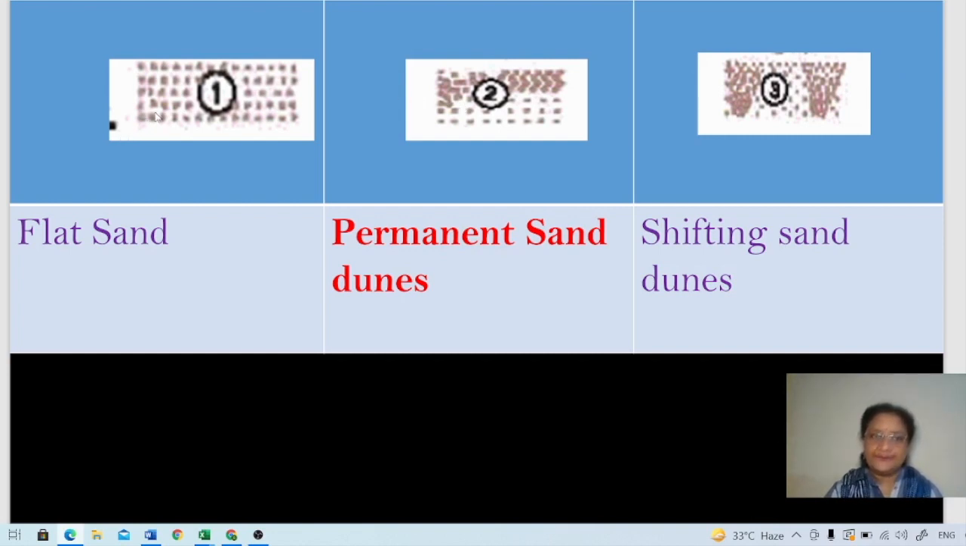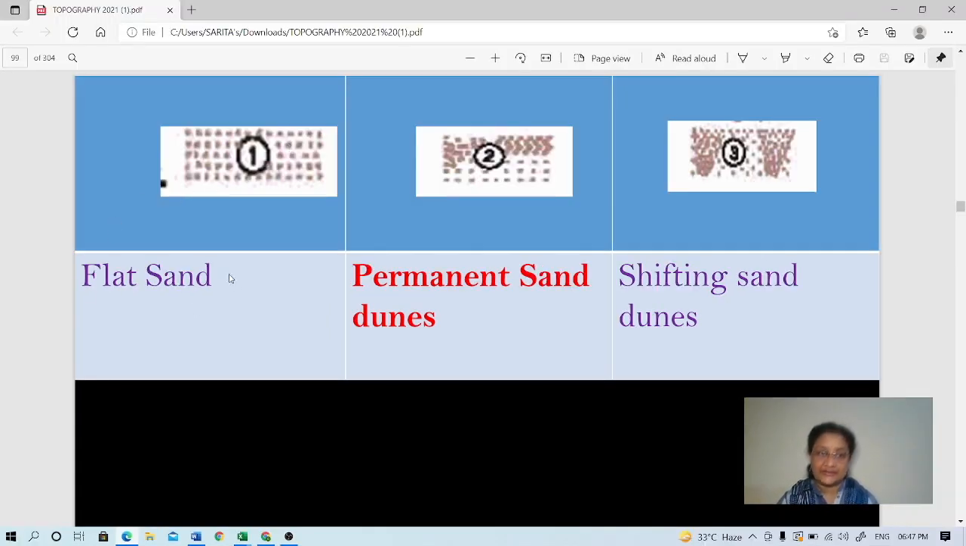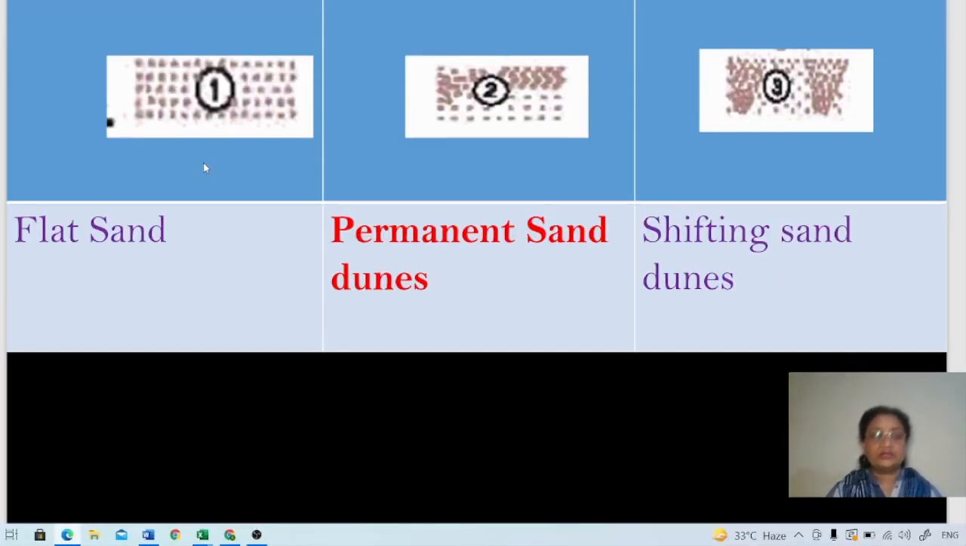That means when the dots on the topo sheet are spread over the entire part almost equally, right? That is called flat sand. Again I am repeating, when the dots, in brown color, are shown over the topo sheet, that shows a sandy area. Now if the sand particles are spread over the entire area almost equally, that is called flat sand.